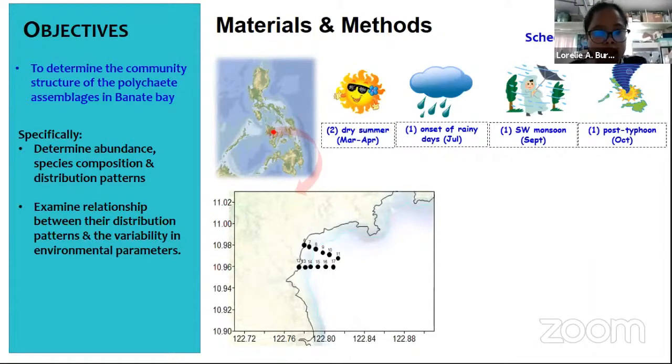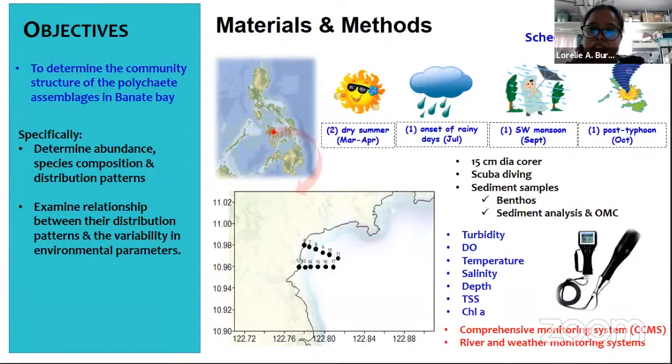This includes increased changes in salinity, increased turbidity, as well as the typhoons. Hence, the sampling that was done: two in the dry summer, one in the onset of rainy days, one in the southwest monsoon, and one after the typhoon. On each occasion, a 15 cm diameter core was used to collect the sediment, pushed into the 10 stations in two transects. One was for the benthos and one for sediment analysis and organic matter content.